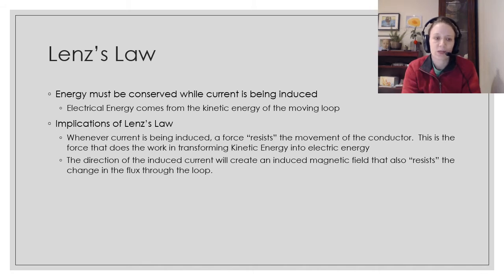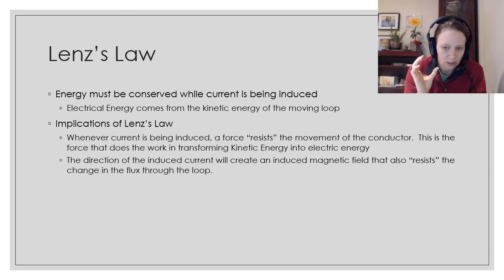There's a second implication that we'll be working with a little bit more than the first, and that is that the direction of the current that you create will create its own magnetic field, which I mentioned a couple of slides ago, that also resists the change in flux through the loop. So there's a lot to unpack in that sentence, and I'm going to come back to it a couple of times.